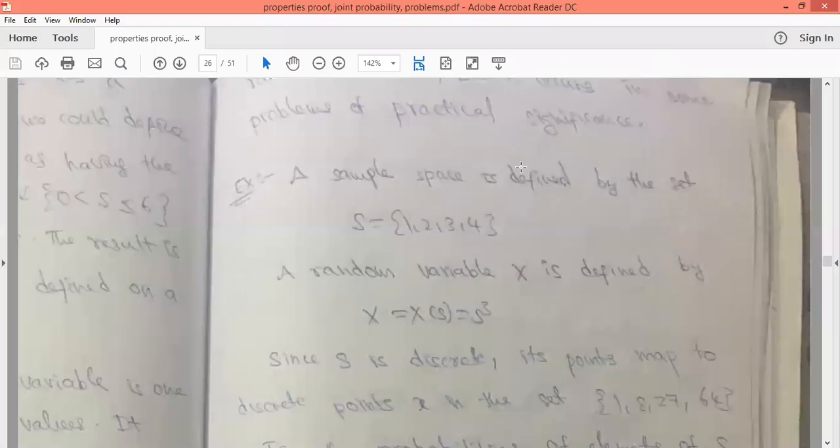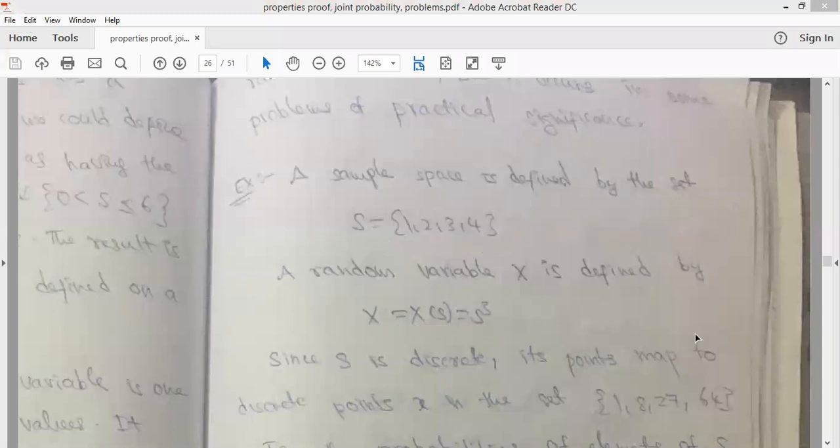Now we see this example. Here the sample space is defined like this: it has the values s equal to 1, 2, 3, 4. Now what is X of s? It is a function of the sample space. X of s is defined like this: X of s is equal to s cube.